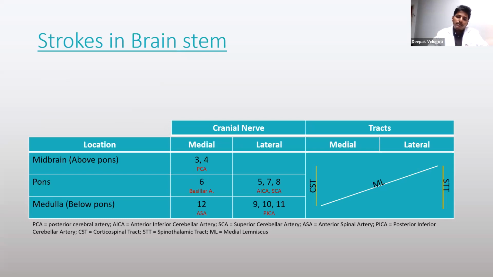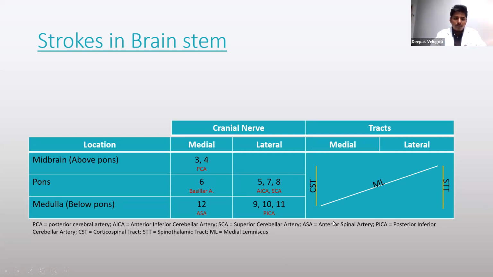We'll discuss first medial syndromes, and then we'll go to the lateral syndromes. So in case of medial syndromes, if the posterior cerebral artery gets involved, the patient will develop 3rd, 4th cranial nerve palsies along with corticospinal tract involvement. In case of basilar artery occlusion, the patient will develop 6th cranial nerve palsy along with the corticospinal tract involvement. In case of anterior spinal artery occlusion, the patient will develop 12th cranial nerve palsy along with the corticospinal tract and the medial lemniscus.